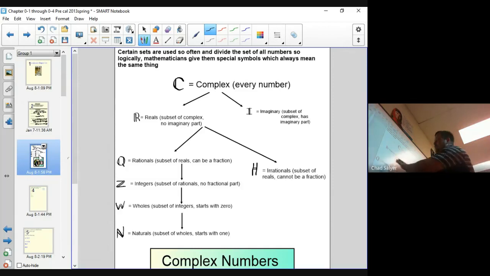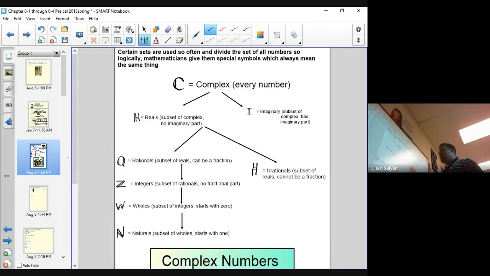Now integers are a subset of the rationals that have no fractional part. So they are negative 25, negative 17, 0, 1, 2, 3, and so on. Numbers that have no fractional part, positive or negative. Now the wholes are a subset of the integers, and they start with 0. So they are ascending from 0: 0, 1, 2, 3, 4. And then the naturals do not include 0.